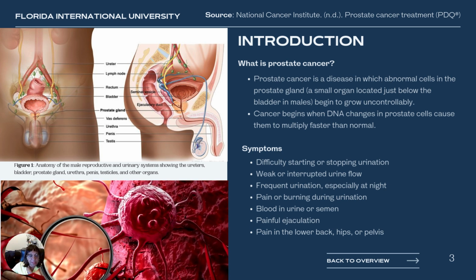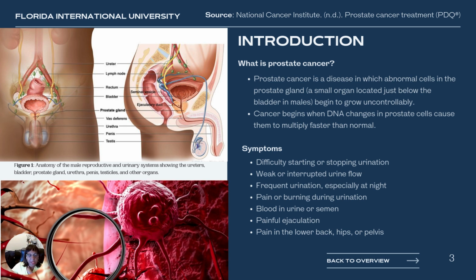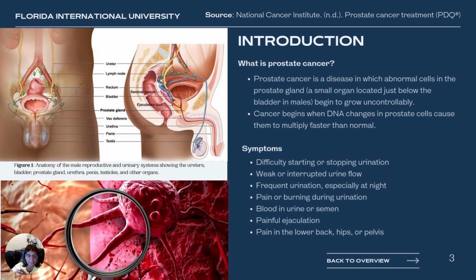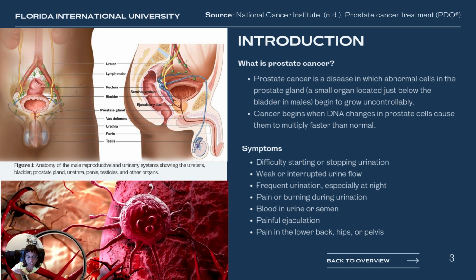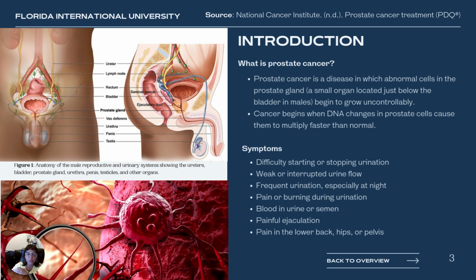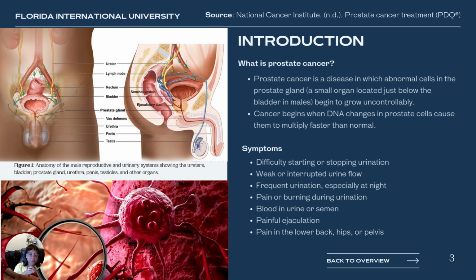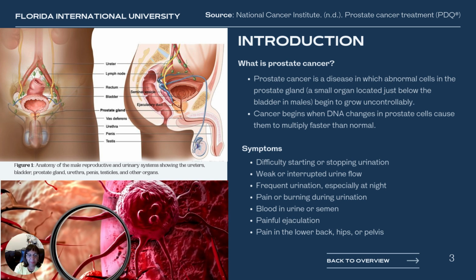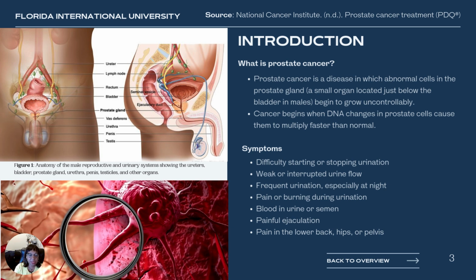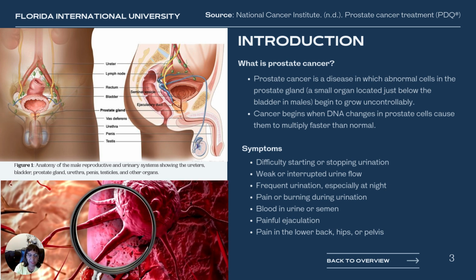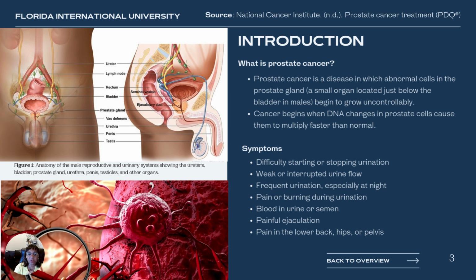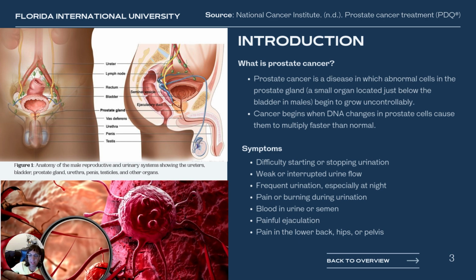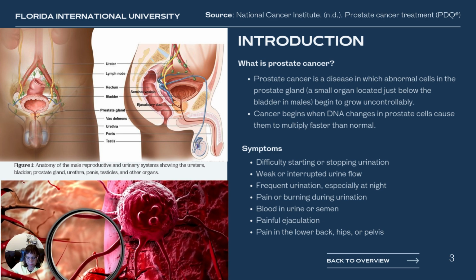So the symptoms, some of the most common symptoms are difficulty starting or stopping urination, weak or interrupted urine flow, frequent urination, especially at night, pain or burning during urination, blood in the urine or semen, painful ejaculation, pain in the lower back, hips, or the pelvis.